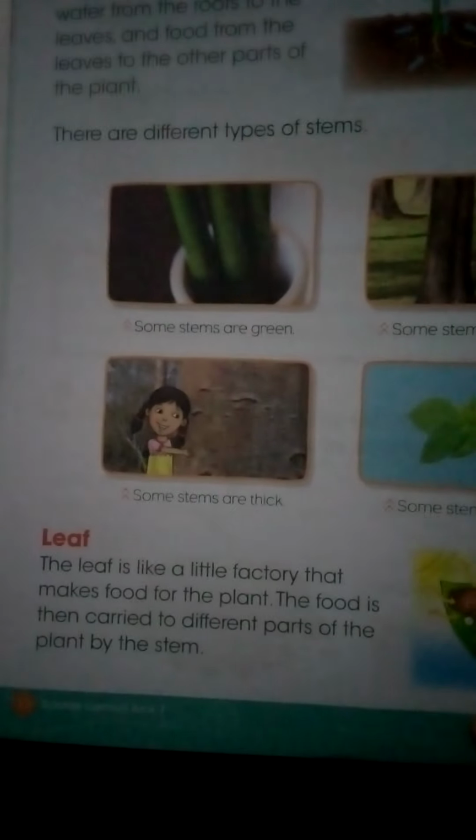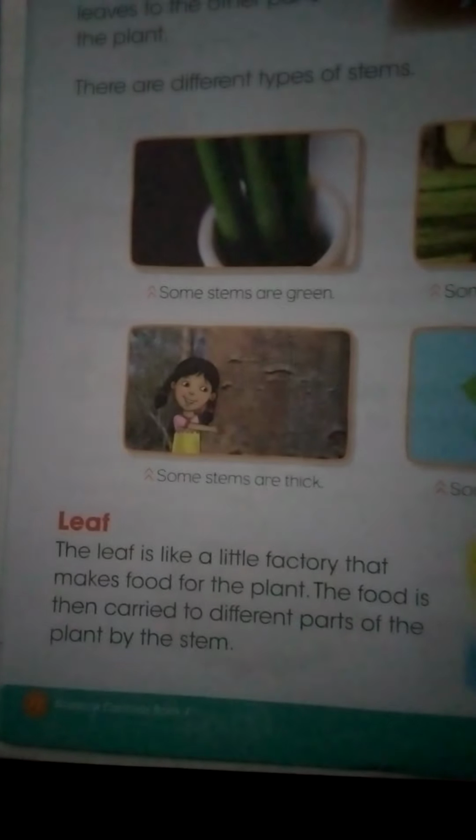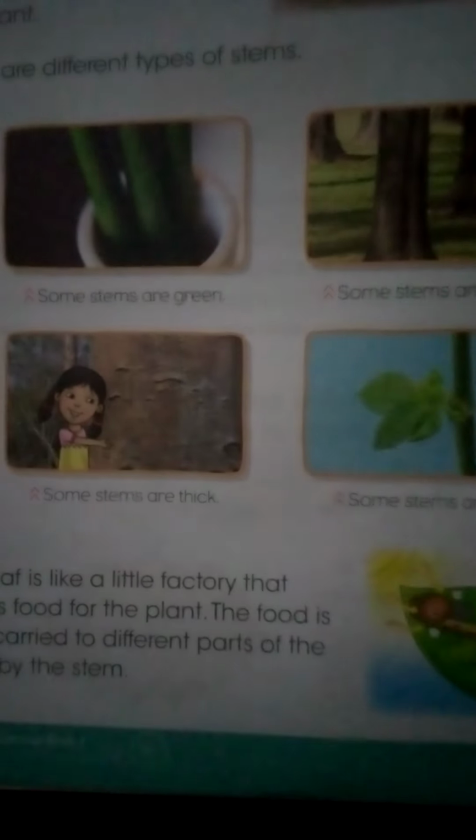Leaf. The leaf is like a little factory that makes food for the plants. As I told you before, the plants make their own food and they make their food in the leaves. So the function of a leaf is like a factory that makes food for the plant. The food is then carried to the different parts of the plant by the stem. Who took the food they make here to the other parts of the plant? The stem took the food from the leaf to the other parts of the plant.